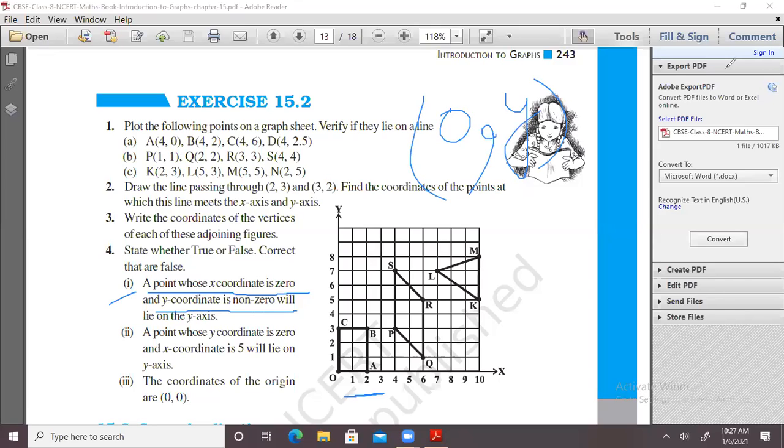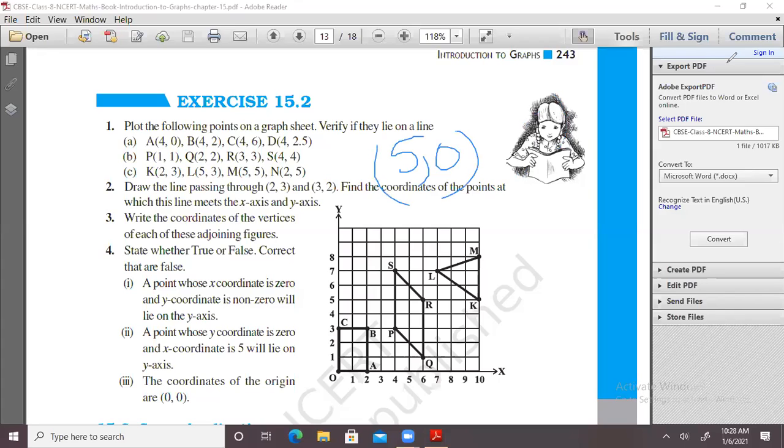So yes, जब x 0 होता है तो पॉइंट किस पे लाई करता है, y एक्सिस पे। जैसे हमने C पॉइंट किया था अभी, C पॉइंट क्या था, 0,3, जहाँ पे x 0 है और y 0 नहीं है, और वो किस पे लाई कर रहा है, y एक्सिस पे। ठीक है, सेकेंड पॉइंट, a point whose y coordinate is 0 and x coordinate is 5, x 5 है, y 0 है, will lie on y axis.